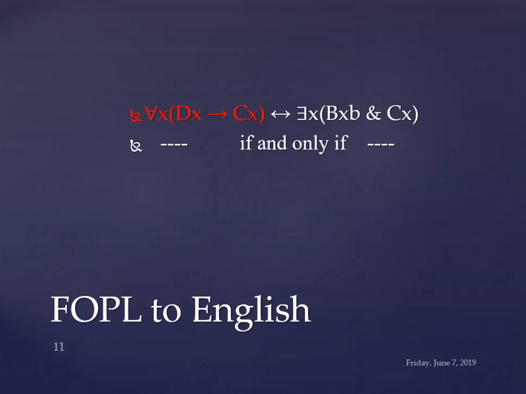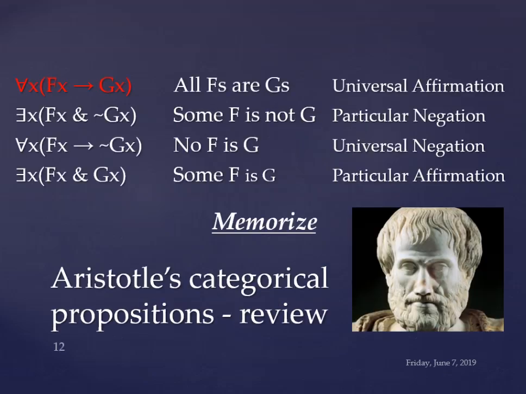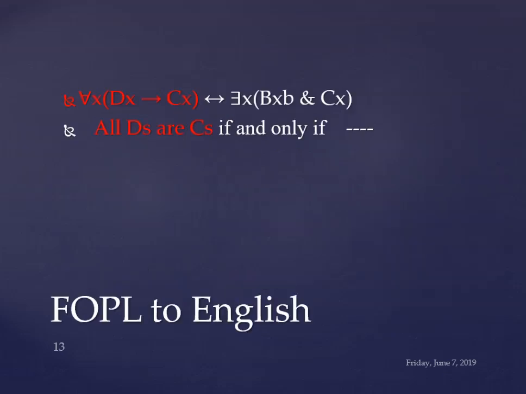Alright, so that first side of the biconditional looks oddly familiar, and I hope that you can remember this. That is looking like a universal affirmation. Now, instead of using F and G, we're using D and C. So what we can say is that all the D's are C's if and only if, and then we've got to figure out what the second part of the biconditional says. So let's look at that.